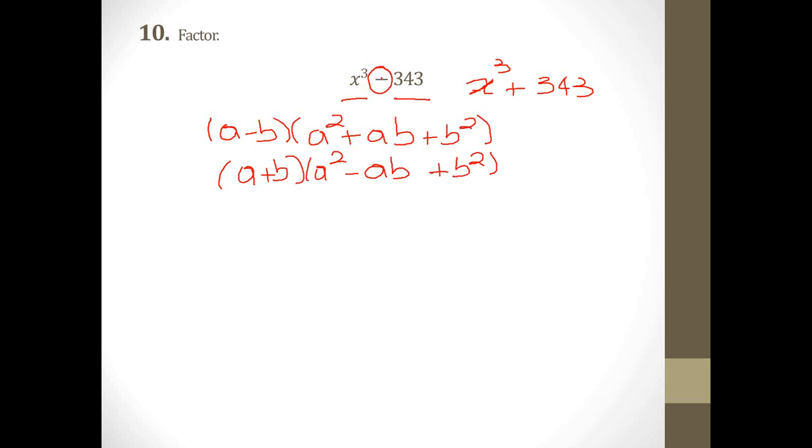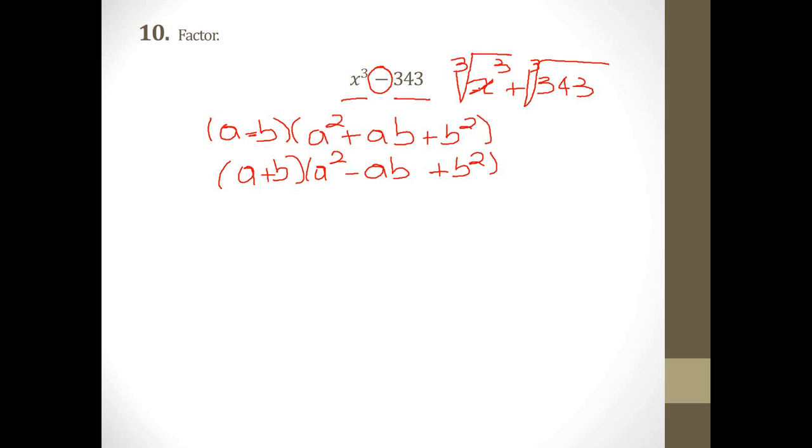If you notice, if you start with a minus, the first one's going to be a minus. This one is going to change to the opposite sign. If you start with a plus, now this one changes to a minus. But the formulas are very similar. So in this case, the way you solve this is to figure out your A: you cube root the first term, then you cube root the second one.